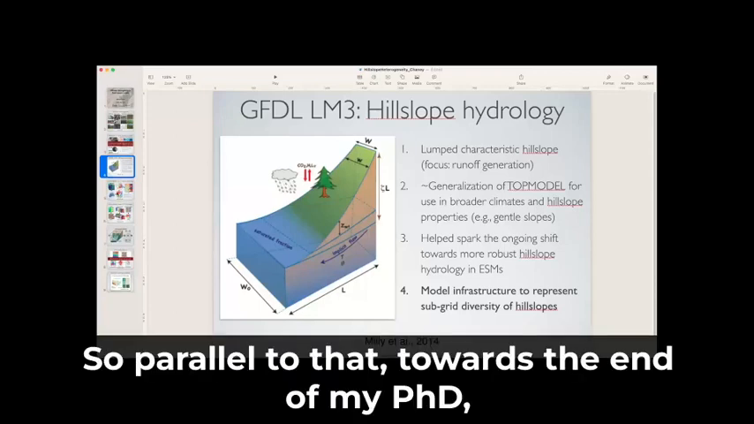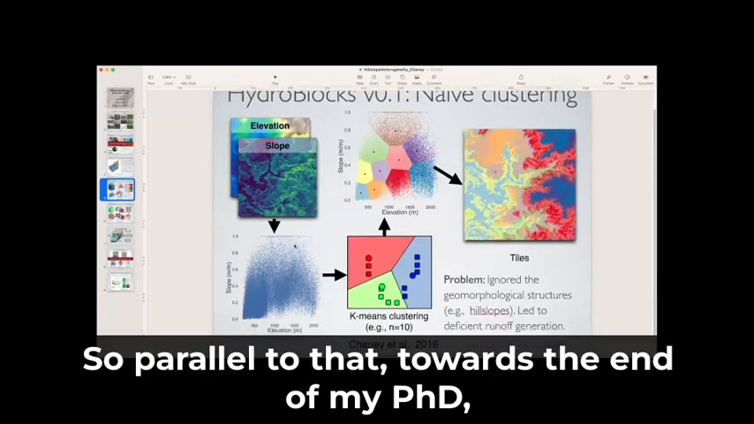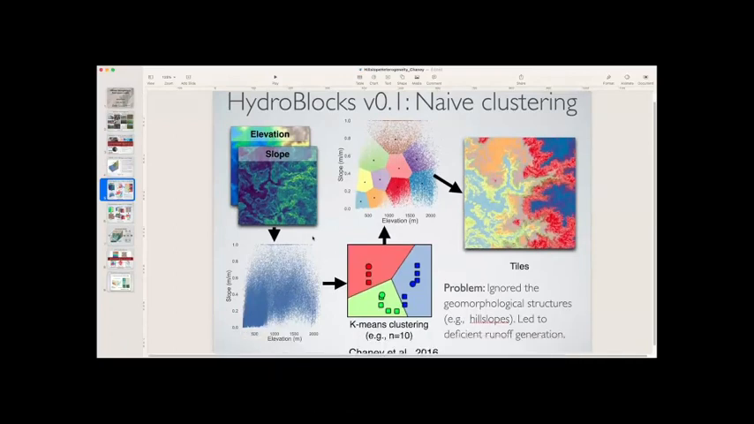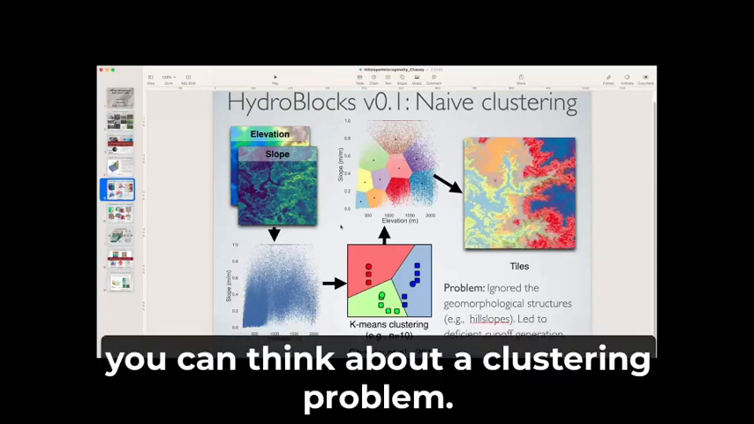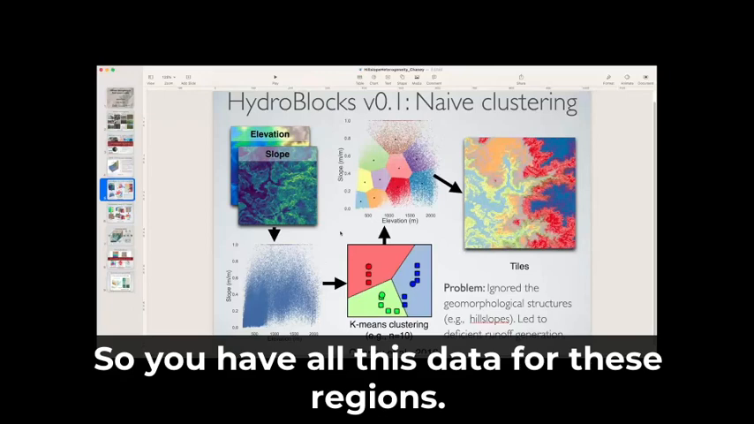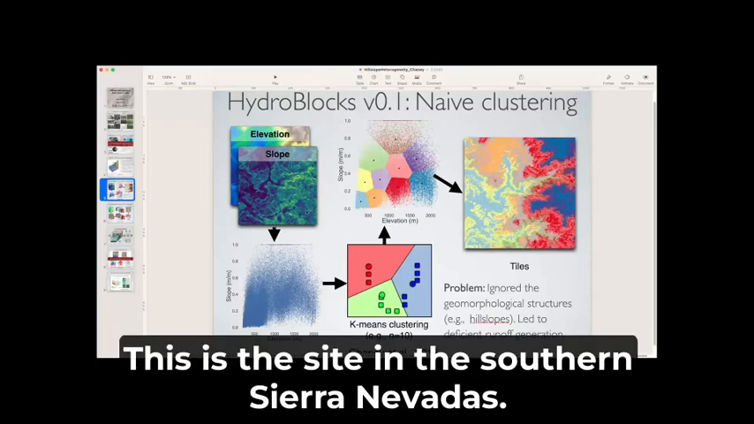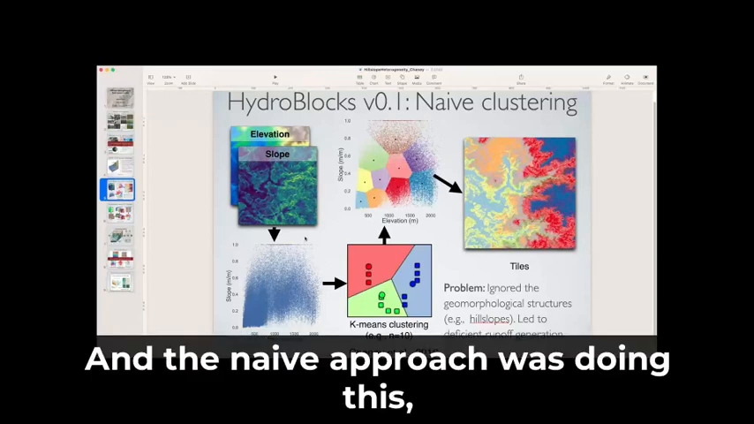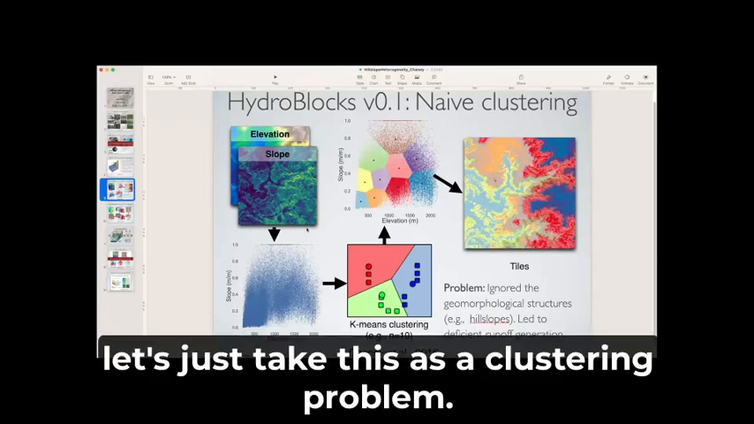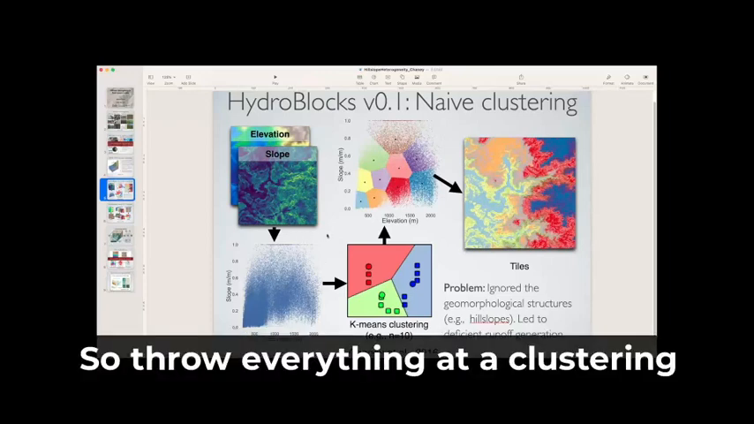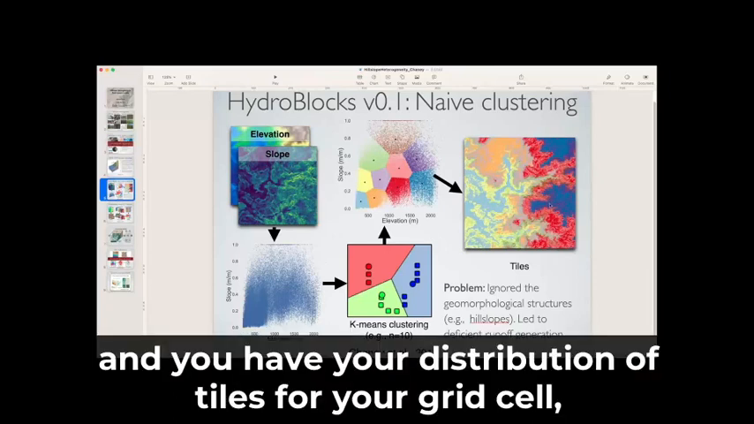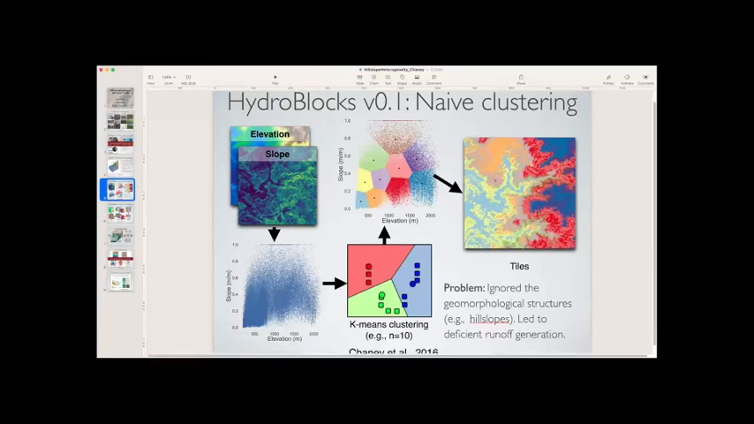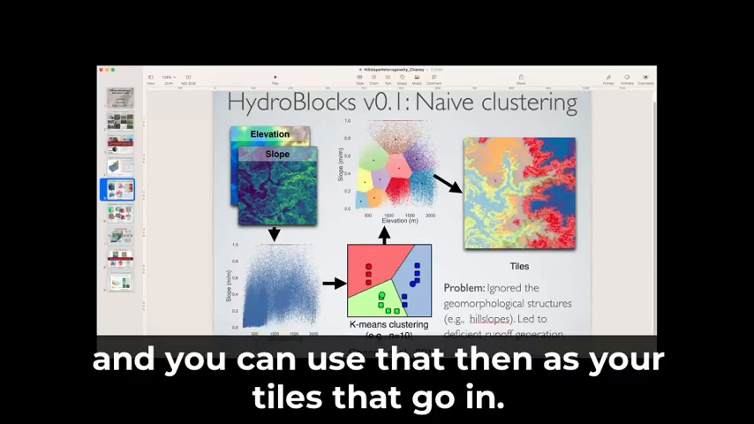So parallel to that, towards the end of my PhD, I was working on these ideas, which HydroBlocks comes out of, where, thinking about heterogeneity, you can think about a clustering problem. So you have all this data for these regions. This is the site in the southern Sierra Nevadas, and the naive approach was doing this. So let's just take this as a clustering problem. Throw everything at a clustering mechanism and out come the tiles, and you have your distribution of tiles for your grid cell. And you can use that then as your tiles that go in.